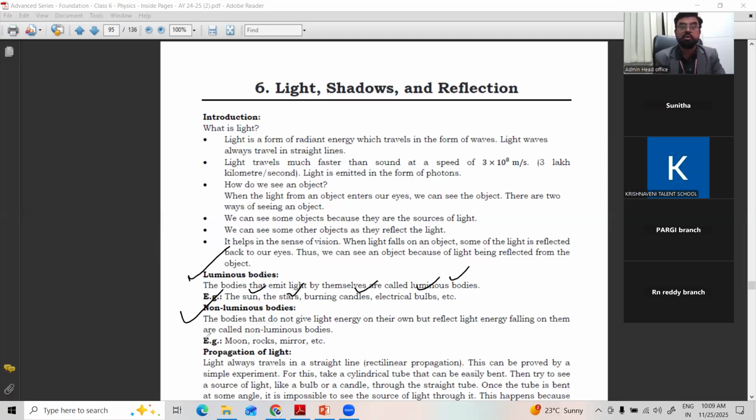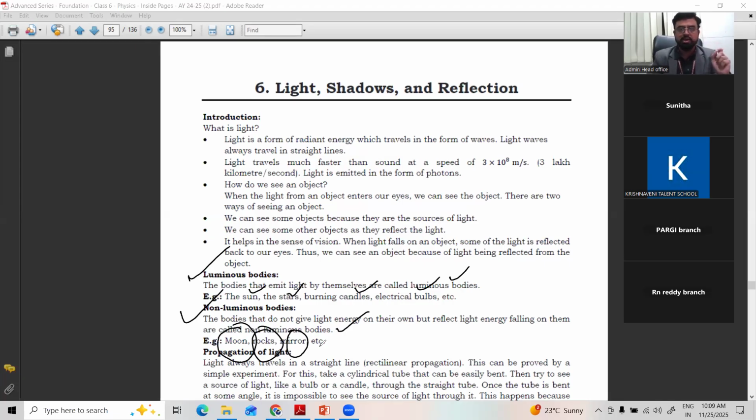The second category is non-luminous. These bodies do not give light energy on their own, but are seen by reflection of light energy falling on them, like the moon, rocks, mirror, or anything. Suppose you have books in front of you, or a board, or your friend, or your water bottle, or any stone you keep there. All these do not produce light, but they can be seen. How can you see them? Because of the reflection of light.